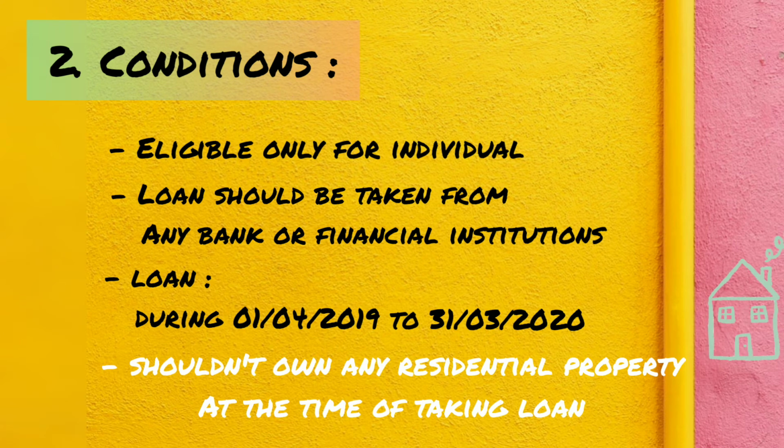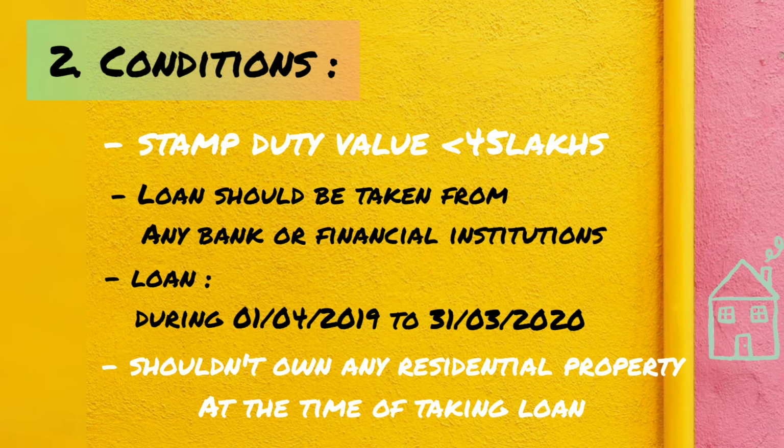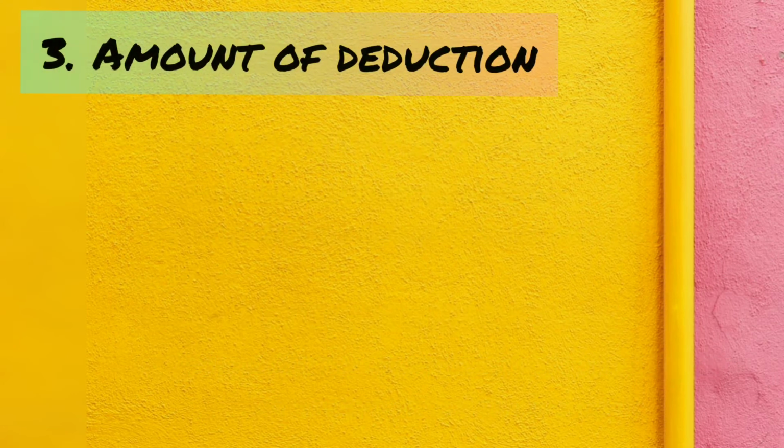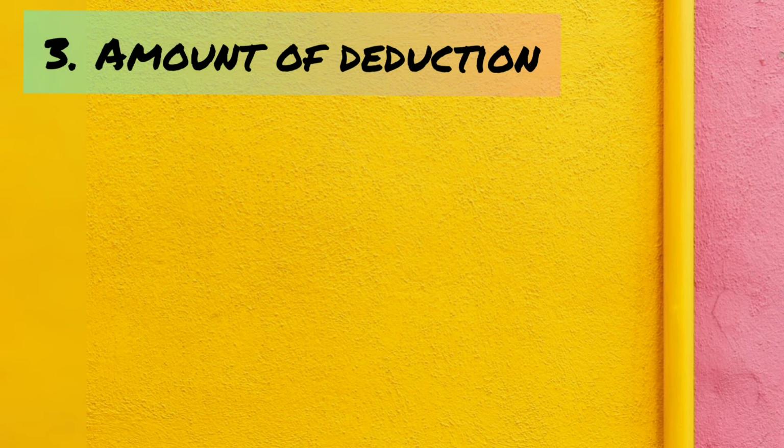And see the last condition, the stamp duty value shouldn't exceed 45 lakhs. What is the stamp duty value? Means the value which is fixed by the government. If these conditions are satisfied, then the assessee, the person who is an individual, can avail deduction under Section 80 EEA. Then let's see what is the amount of deduction.